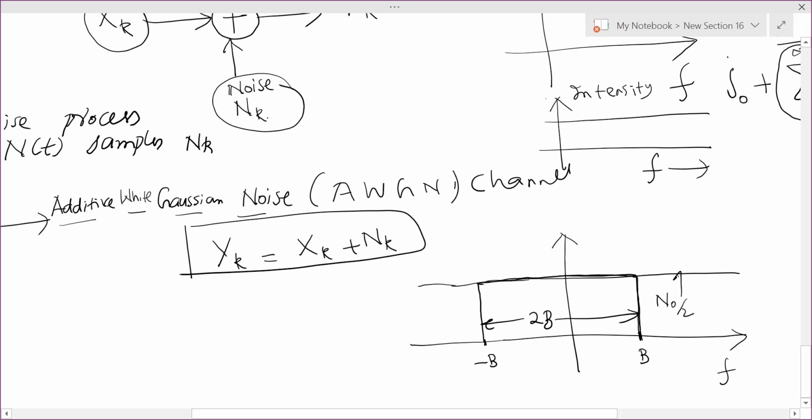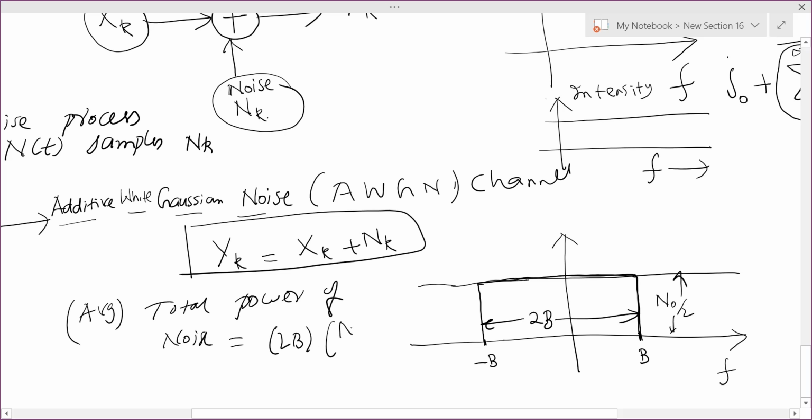just to make it nice, we assume that the height is N naught by 2. Why do we take N naught by 2? Because I want this 2 and 2 to cancel out. So the total power of noise, the average power actually, is 2b times N naught by 2, which is b N naught.